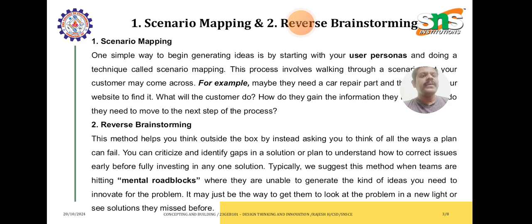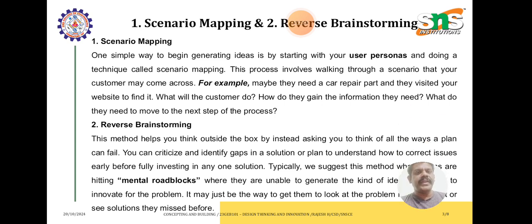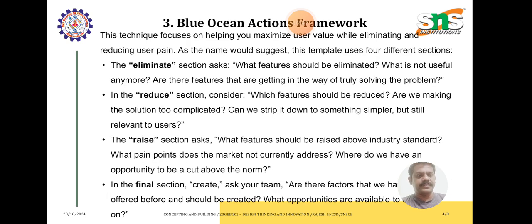Typically we suggest this method when teams are hitting mental roadblocks, because when we are developing a solution for a problem, you may come across some kind of blocks in between. These roadblocks make you unable to generate the kind of ideas you need to innovate for the problem, so it may be a way to get them to look at the problem in a new light, or see solutions they missed before. It's a kind of refining technique, removing the unwanted blocks. That's why it's called reverse brainstorming.